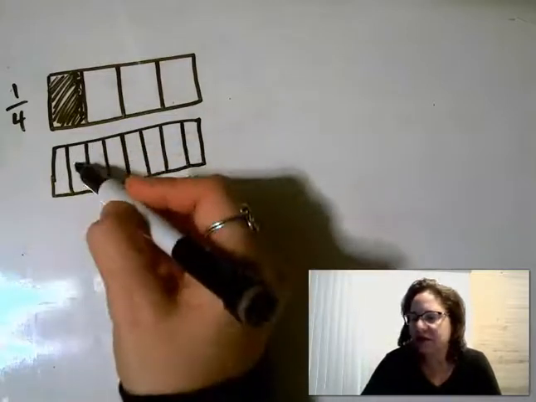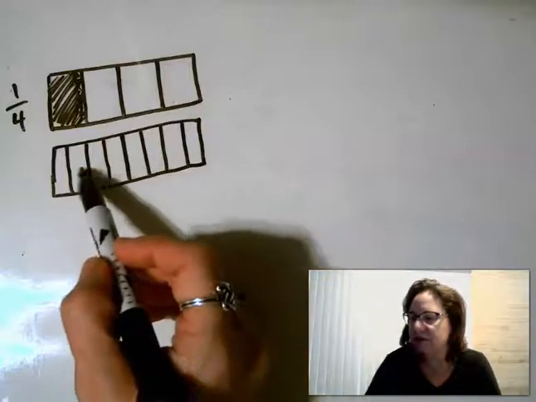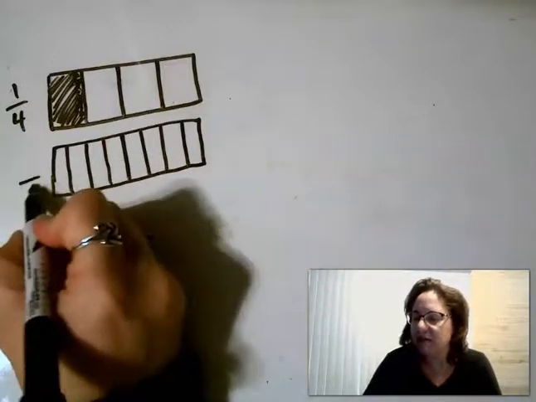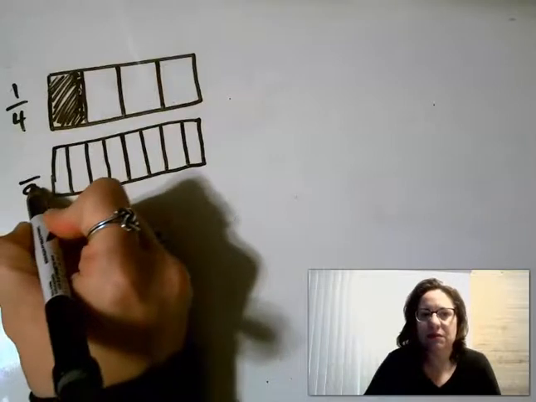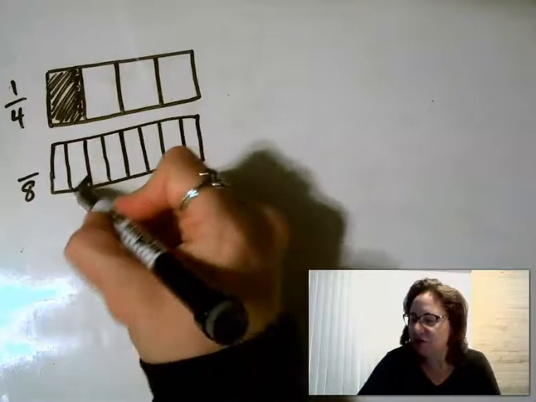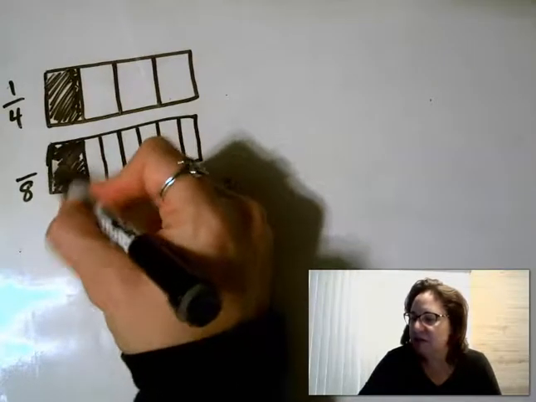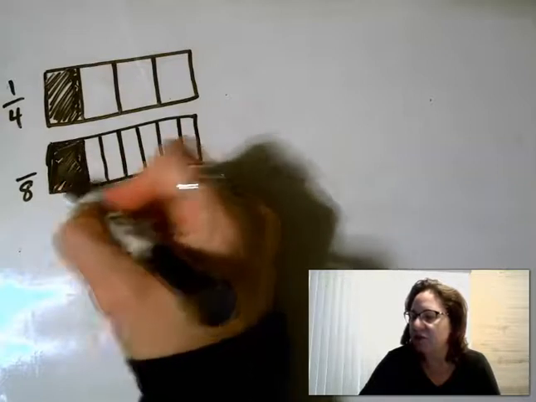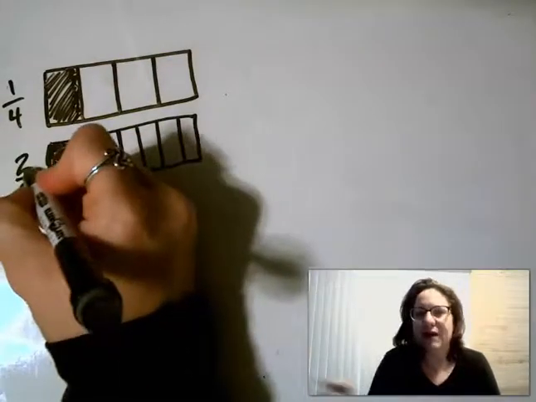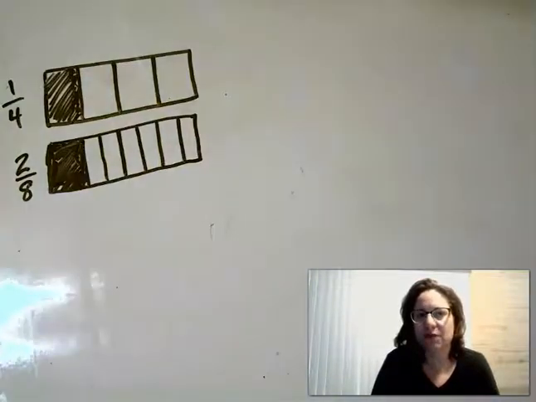How many of these 8s, there are 8 of these, 1, 2, 3, 4, 5, 6, 7, 8. How many 8s is equal to 1/4? So I'm going to have to shade in 2 of these to be the same size or amount as the 1/4. So 2 8s is equal to or equivalent to 1/4. Good. Let's try another one.